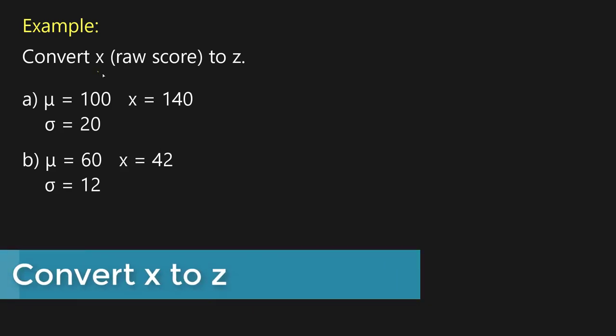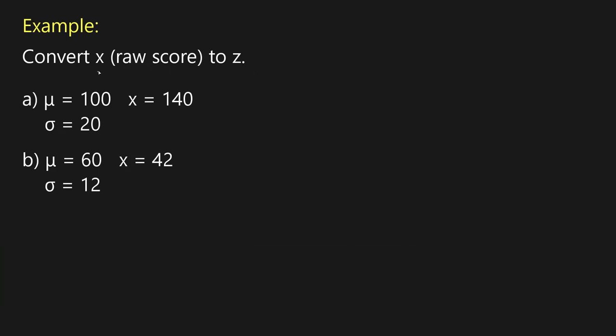Convert x, which is just another way of saying a raw score, to z. Normally when you have any kind of conversion from one type of score to another, you're going to have a formula that you use to figure that out. You're going to be able to plug these values into the formula. But we know that z tells us how many standard deviations a score is from the mean.